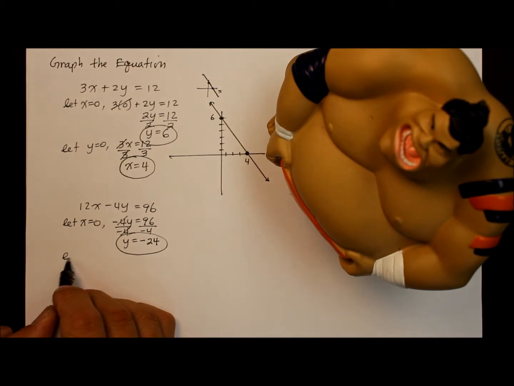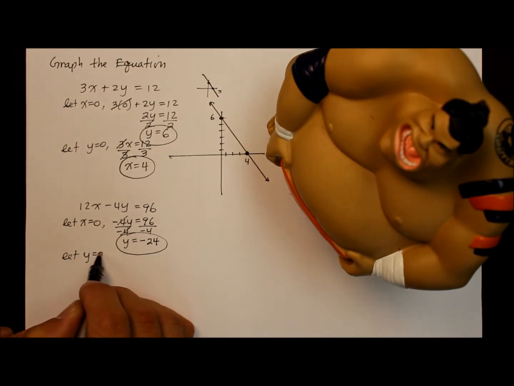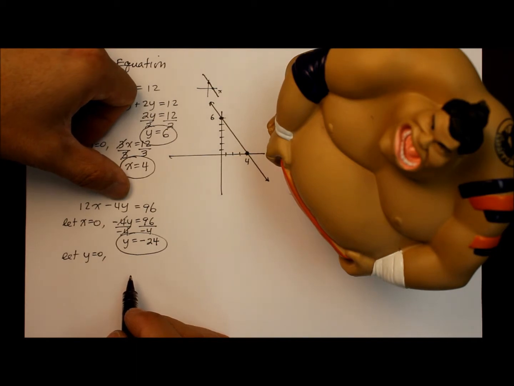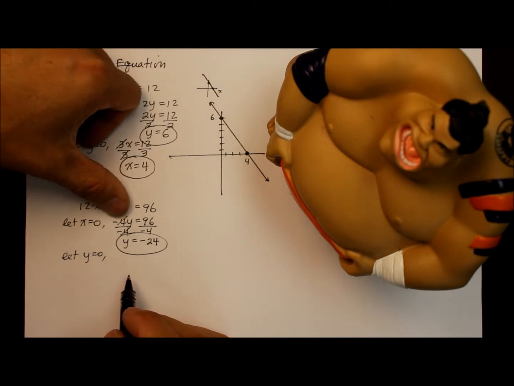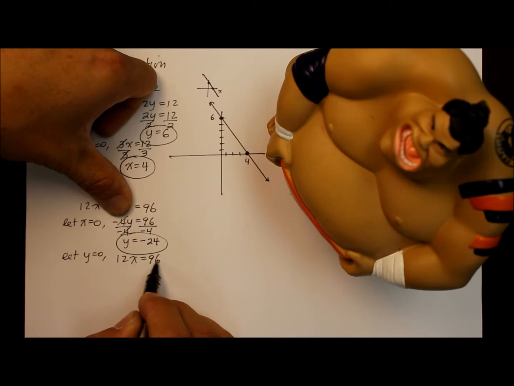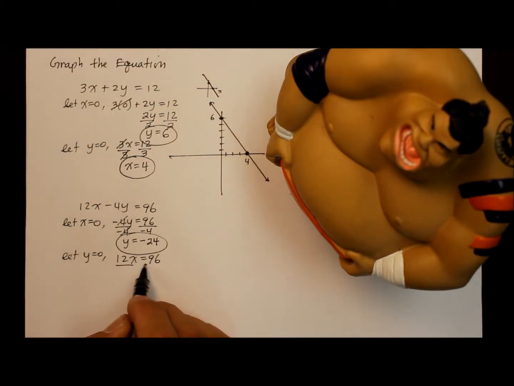And then you do the same thing with the y. Let y equal 0. So using that finger trick, you're going to let the y equal 0. That means -4 times y is 0, gone. So now you have 12x = 96. Divide both sides by the coefficient 12. 12's cancel. So x is equal to, well, 12 goes into 96 8 times.